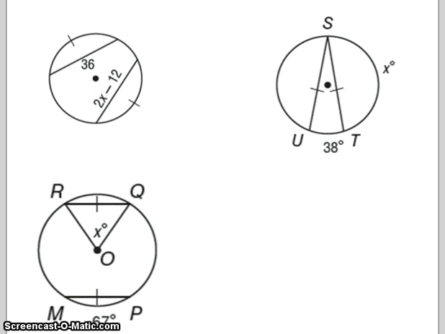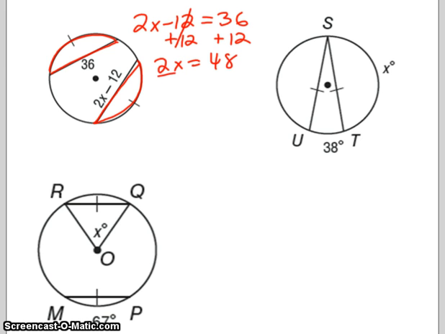Alright, let's look at some different examples. We said the converse is true, so if this arc is congruent to this arc, then this chord is congruent to this chord. So 2x minus 12 equals 36. Add 12 to both sides. 2x equals 48. And we get x equals 24.